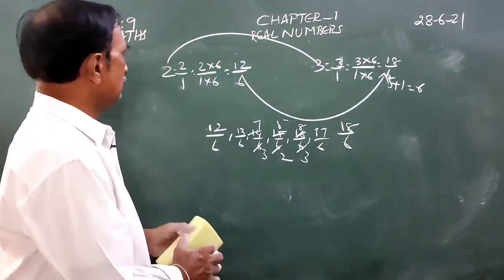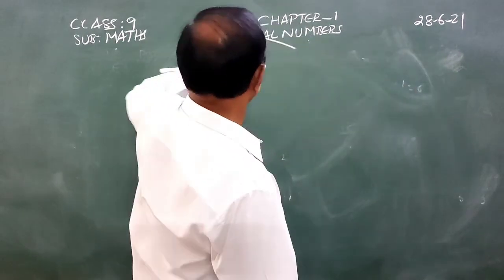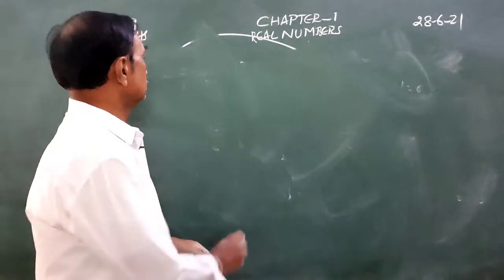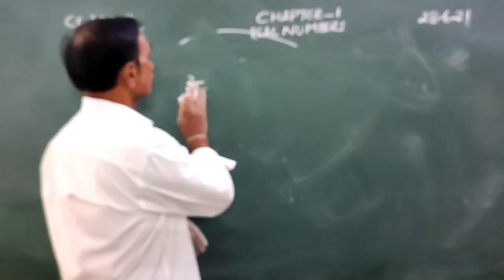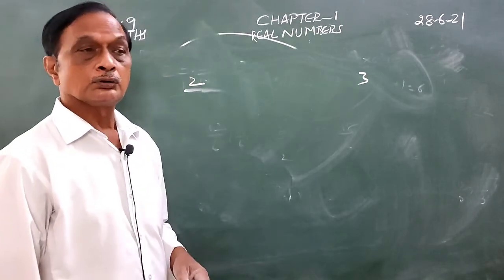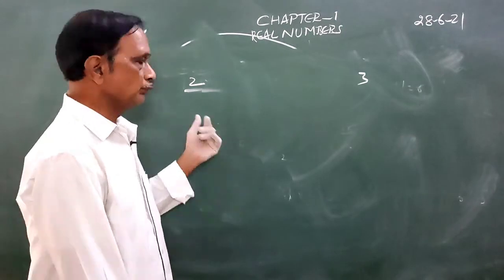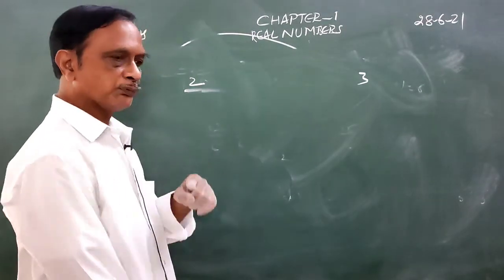Like that. And suppose if you want to find 100 rational numbers between 2 and 3, using this method is a tough job, a hard job. So we can use this method: 100 plus 1, 101.